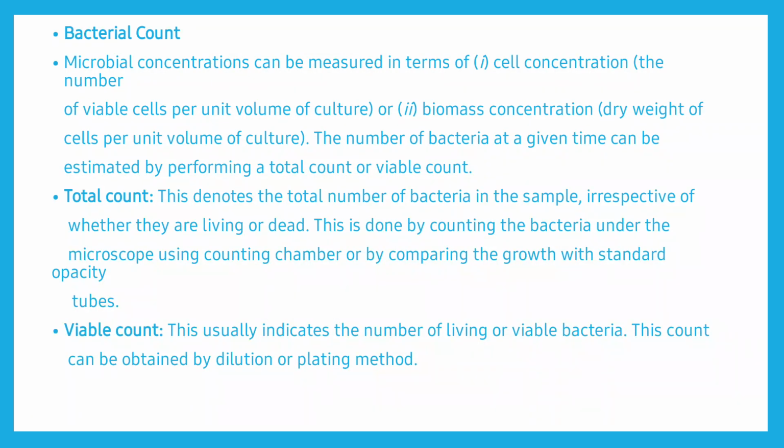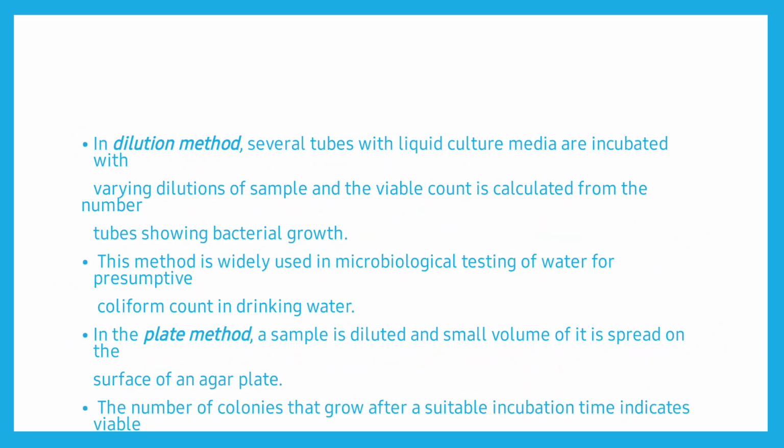Bacterial count. Microbial concentration can be measured in terms of cell concentration and biomass concentration. Total count denotes the total number of bacteria in the sample, irrespective of whether they are living or dead. Viable count measures only the living bacteria. It can be obtained by dilution or plating method.